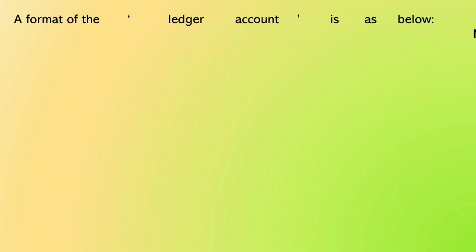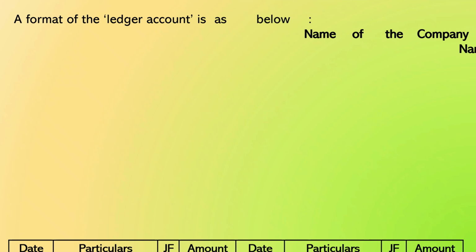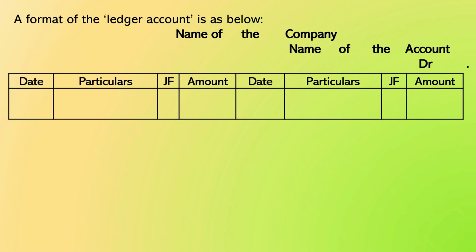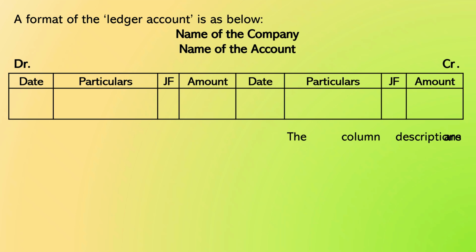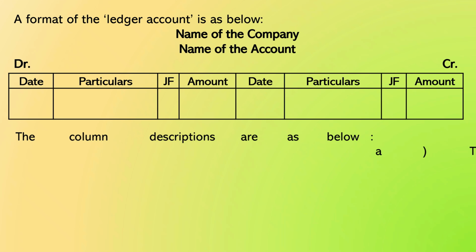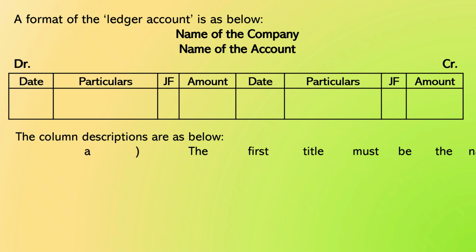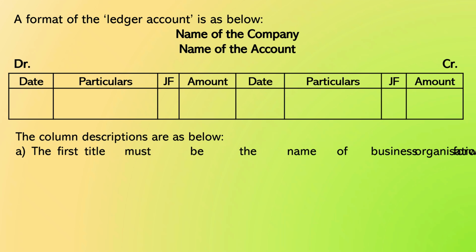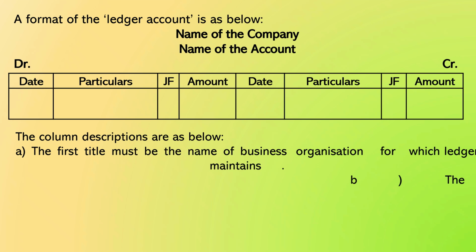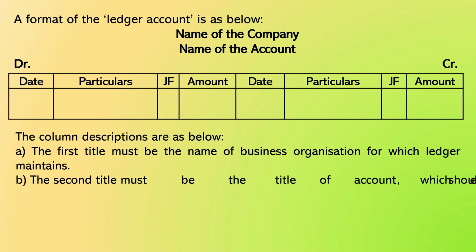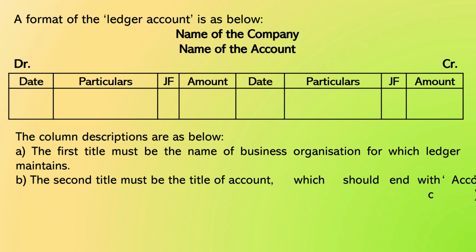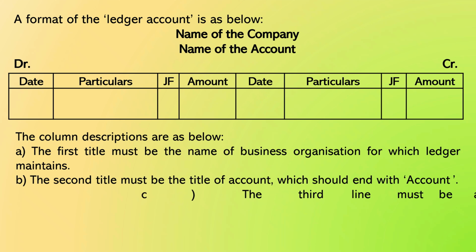A format of the ledger account is as below. The column descriptions are as below. A. The first title must be the name of business organization for which ledger maintains. B. The second title must be the title of account, which should end with account. C. The third line must be an indication DR.